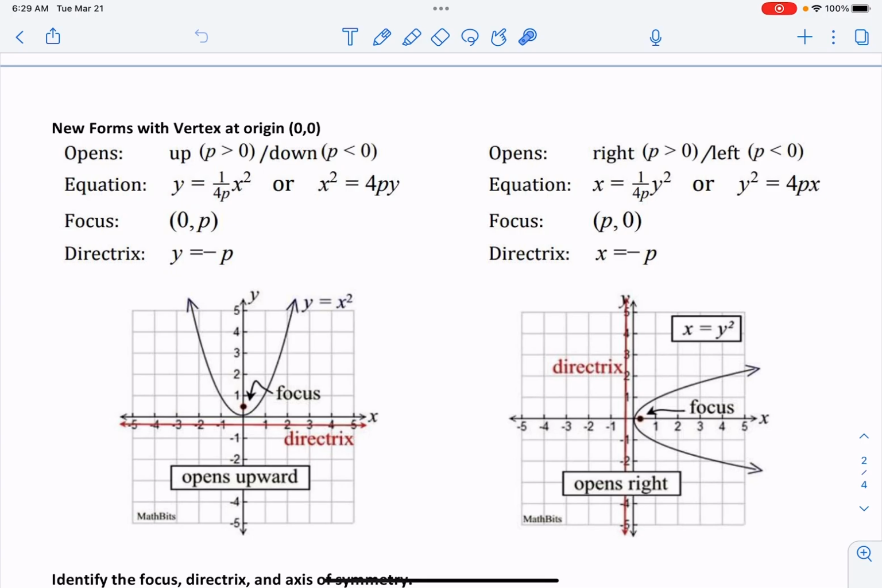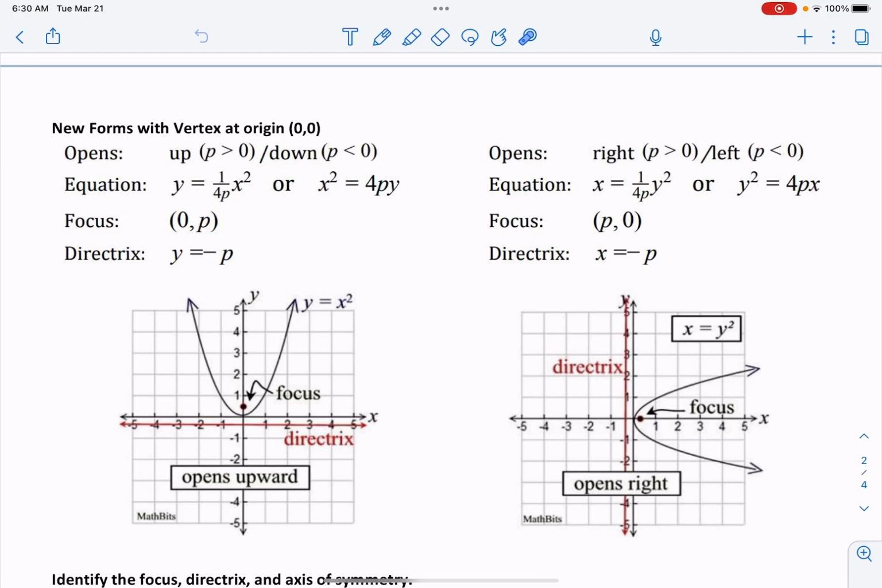Now, we need to not only know if it opens up, down, right, or left, we also need to know what the focus is. So whenever we get an equation, this is the equation that we're going to look at: x squared is equal to 4py, or y squared is equal to 4px. That's the form that we're going to be looking at now, so we have to make sure that it's always in this form. Once we have this, we're going to find out what p is. Once we know p, then all we're going to do is go from 0 and move either up or down, or right or left of that p-value.